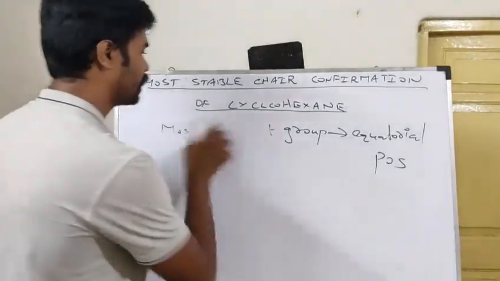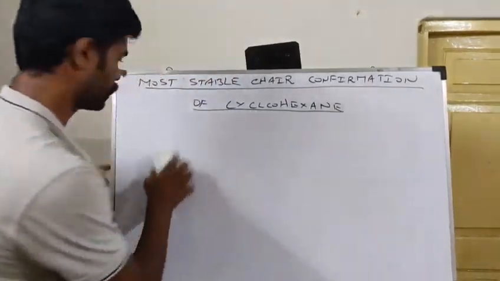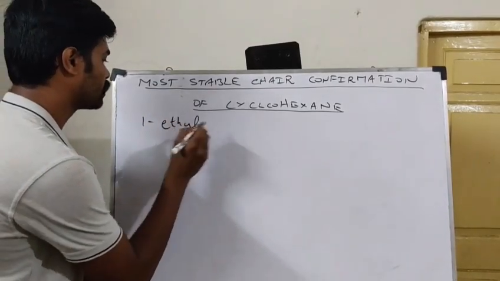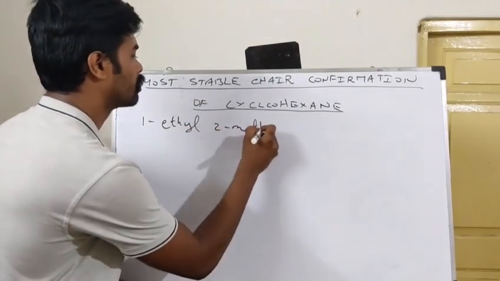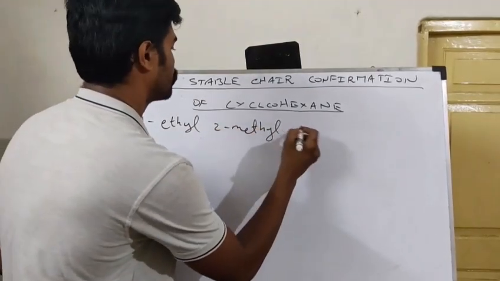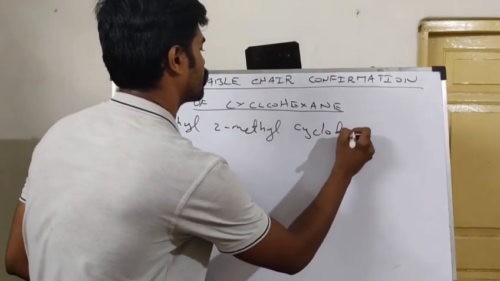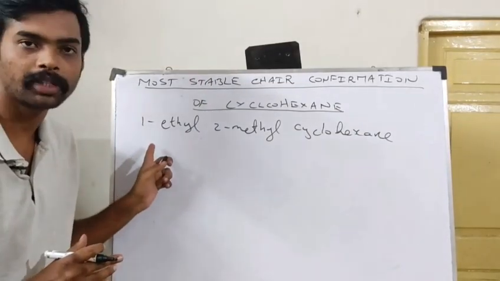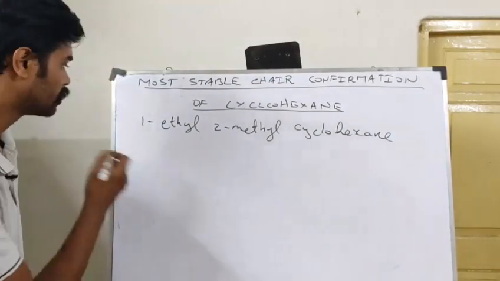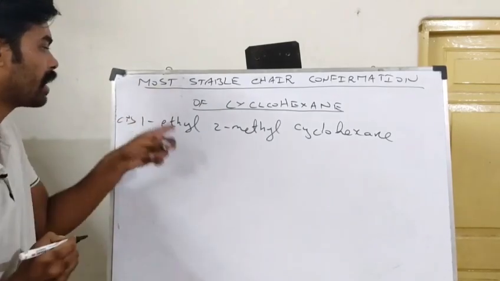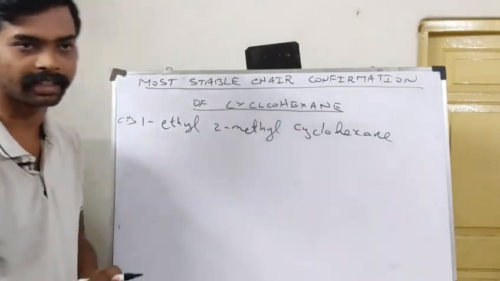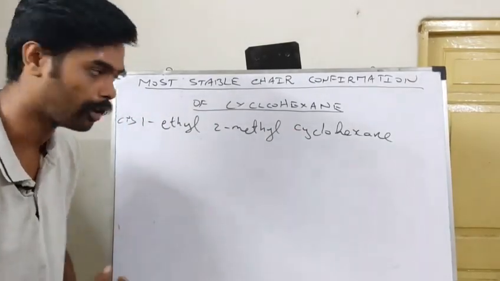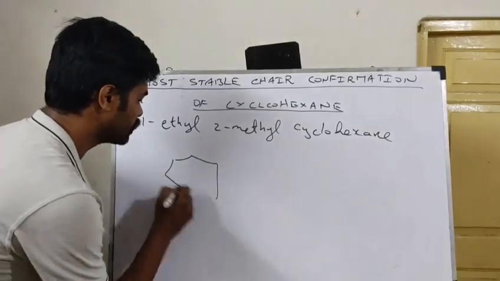So we are going to take the example of 1 ethyl 2 methyl cyclohexane, right? So again I have to put a specific case of whether it's going to be cis or trans. So let me take cis 1 ethyl 2 methyl cyclohexane. We'll directly put the planar structure first and then we'll go for the chair forms. So the planar structure will look like this.